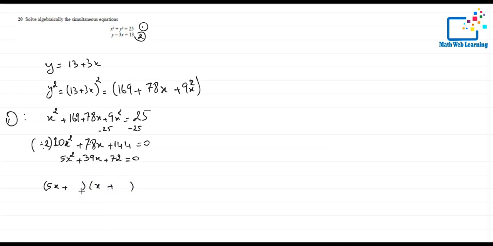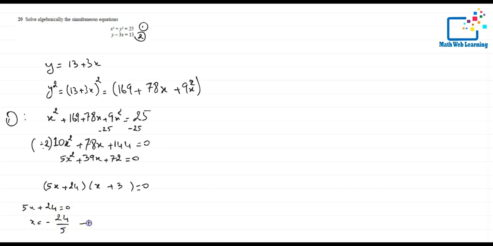You have to use trial and error to work out the two numbers here. They need to add up to 39. After a few trials, you will get them, 24 and 3, because when you do 5 times 3 is 15, add the 24 here, that's 39x, that's the one we're looking for. Okay, so basically we have 5x plus 24 equals 0, which means that x equals negative 24 over 5.